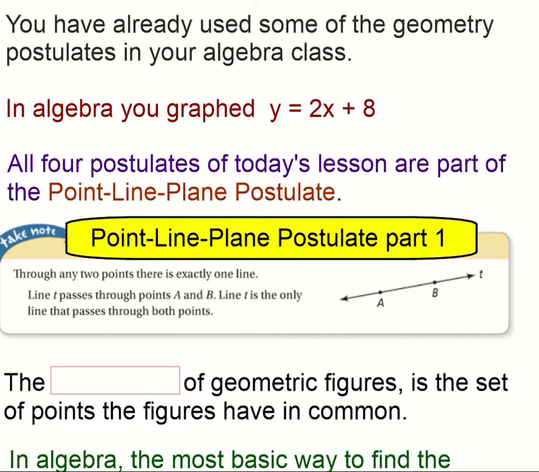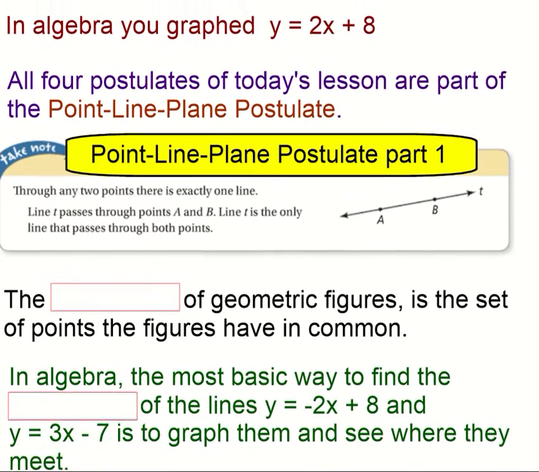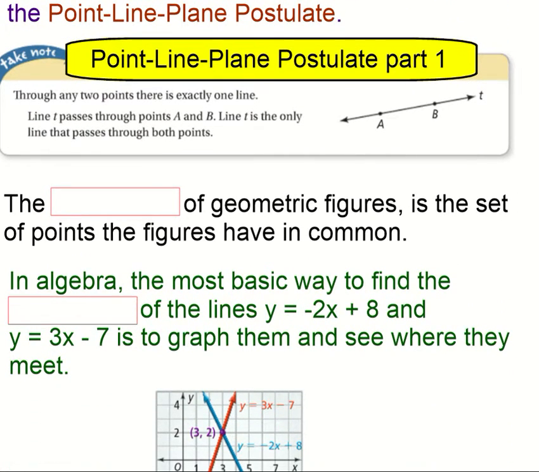And so all 4 postulates of today's lessons are part of the point line plane postulate. So here we have the first part of it. Through any 2 points, there is exactly 1 line. Line T passes through these points, and it is the only line that passes through these points. And you learned that when you did graphing in algebra, you only had to graph 2 points.